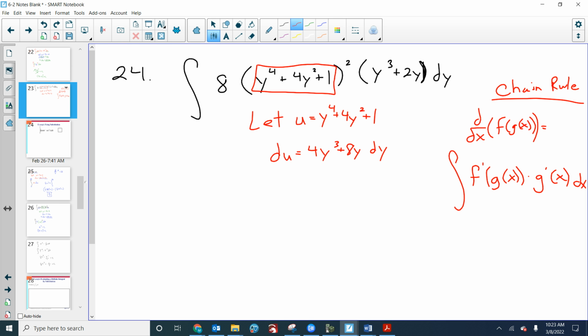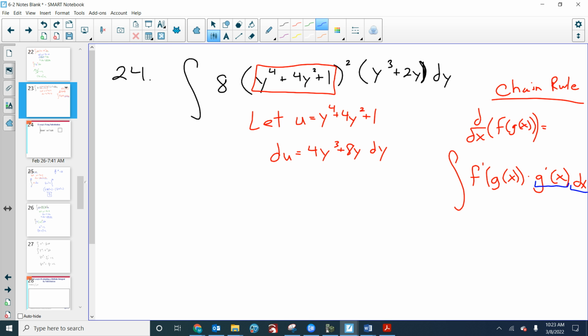Yeah, I gotta see it. Does it match the rest of our integrand? In other words, do I see the g prime of x dx? Isn't this part right here, the 4y cubed plus 8y dy, the rest of it that we're looking for?